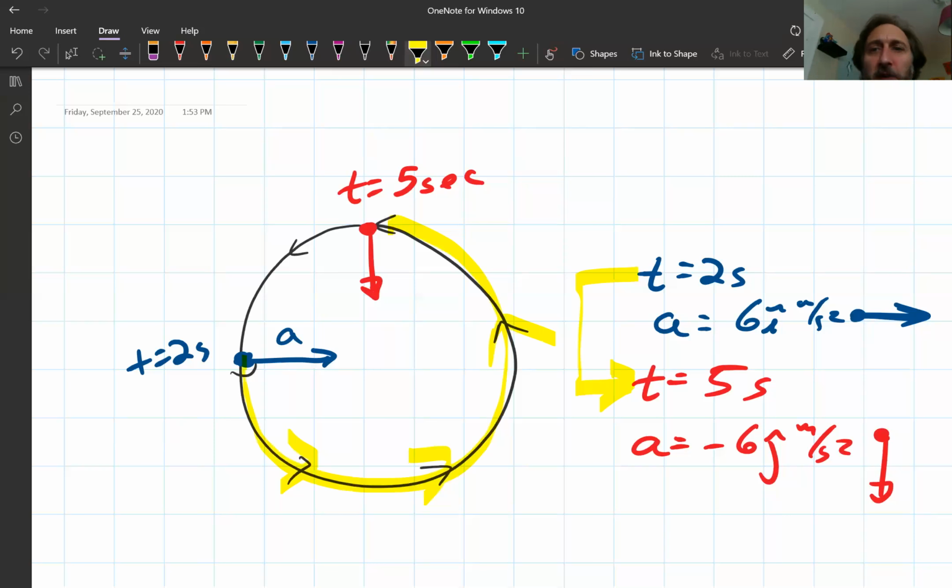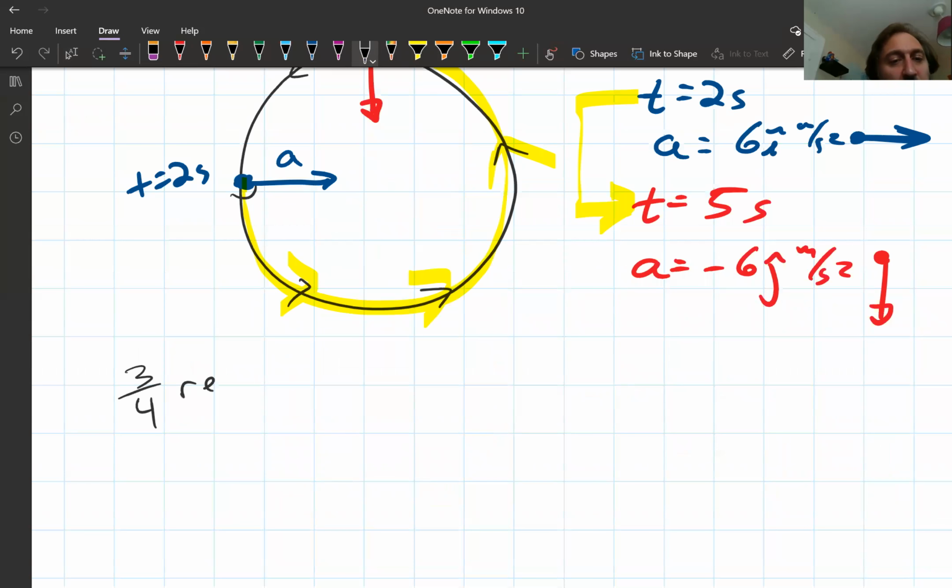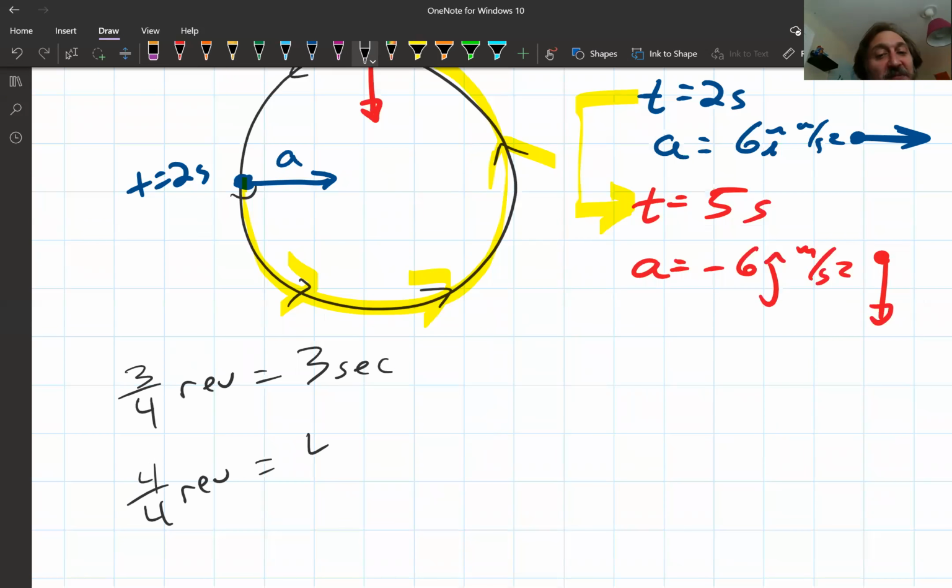So let's see. Because those two acceleration vectors are perpendicular, that means they're a quarter of a rotation apart. So it looks like this yellow part is 3/4 of a circle. If it completes 3/4 of a revolution in 3 seconds, then 4/4 of a revolution, in other words a full revolution, must take 4 seconds. Aha, so now we know the period is 4 seconds.